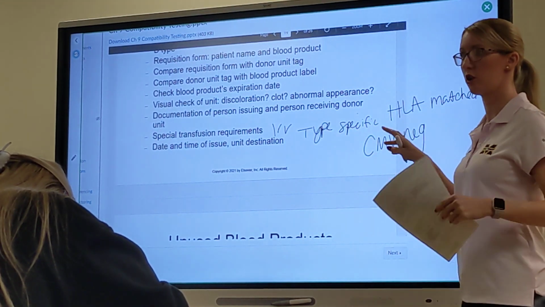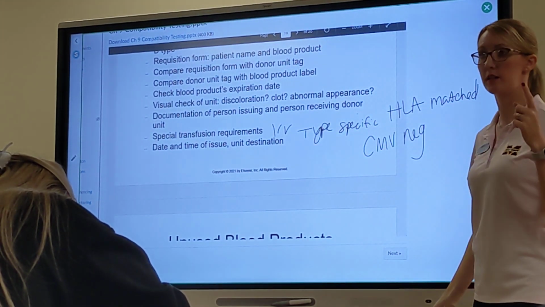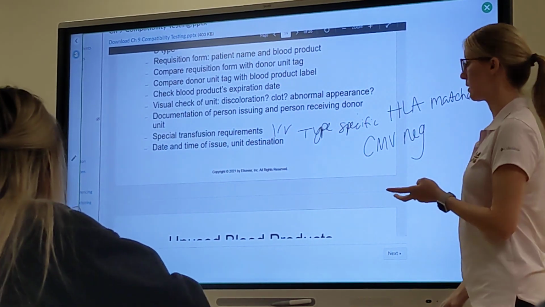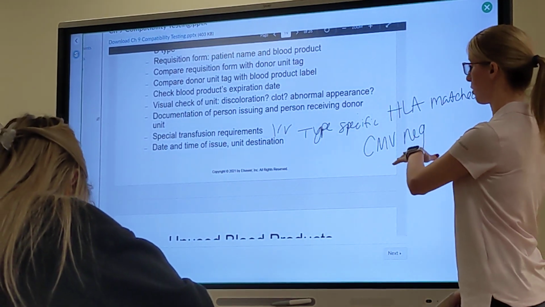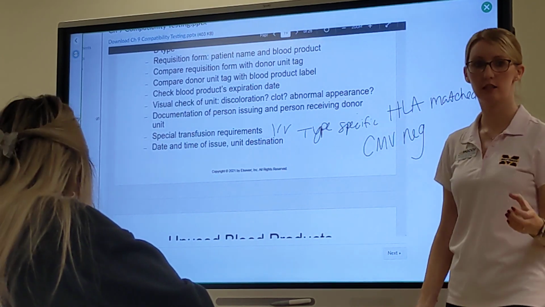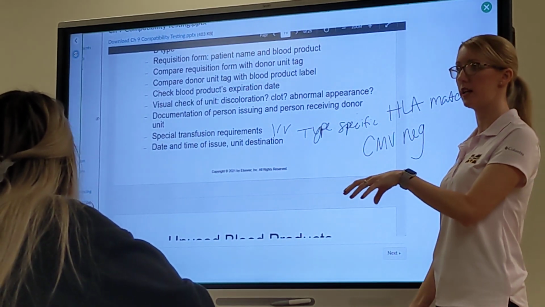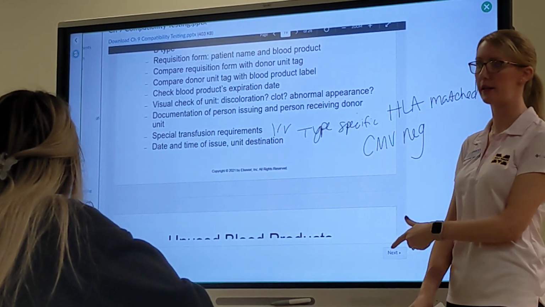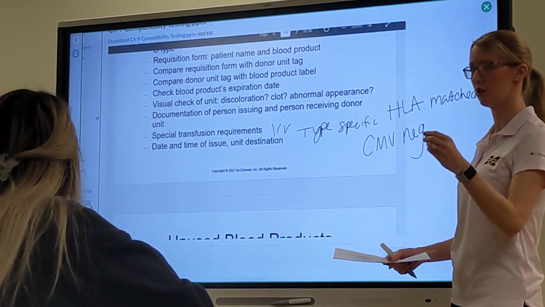So just watch, you'll see the special requirements on the order when it comes in. You'll get the blood product ready, you'll see the special requirements in the computer. You'll see it on the tag when you go to issue, because just because you set it up doesn't mean you're going to be the one to issue it. They may issue it on the next shift.